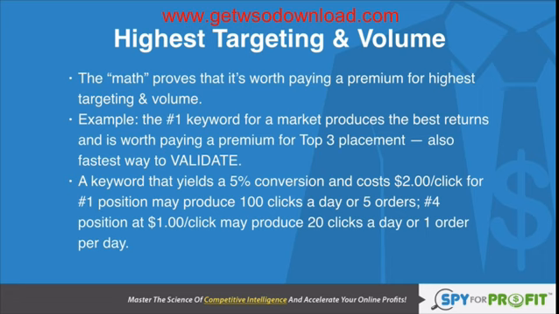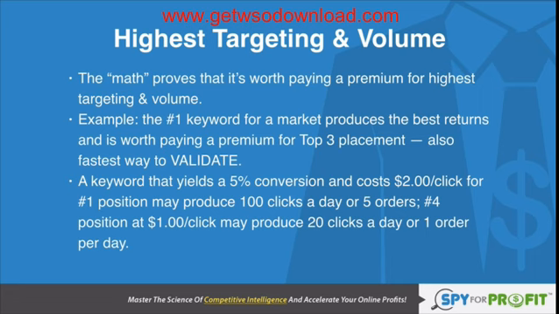Let's say the number 4 position, this is a very realistic comparison. The number 4 position for the ranking for that keyword in Google AdWords only costs $1 per click, half of what it costs to be number one, but it produces less clicks because it's number 4. So let's say it produces 20 clicks a day. So we're getting 20 clicks a day at half the price of what we get at number 1. But it's not the bargain that it seems to be, and I'm going to explain why the math proves that's the case. At 20 clicks a day at the same 5% conversion, we're going to get 1 order per day.